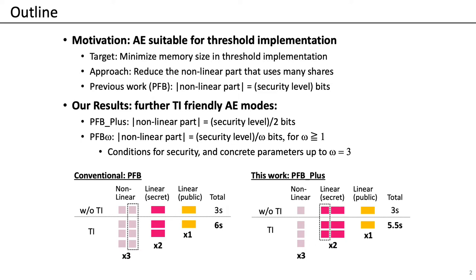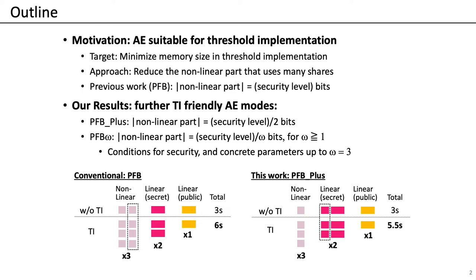We follow the approach of PFP of improving the performance with TI by reducing the ratio of the nonlinear part that uses many shares. In the previous work, the size of the nonlinear part was the same as the security level in bits. We extended the work to design two TI-friendly AE modes. The first one is PFP Plus, and its size of the nonlinear part is a half of the security level, which is a half of PFP.